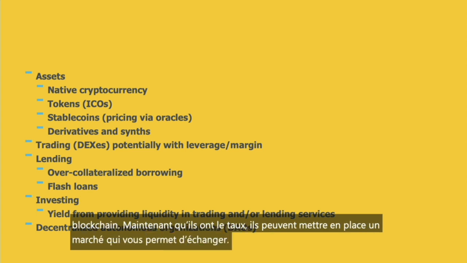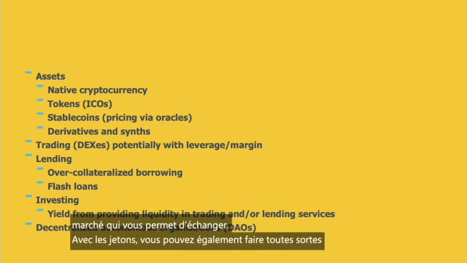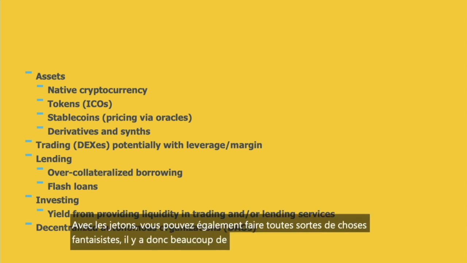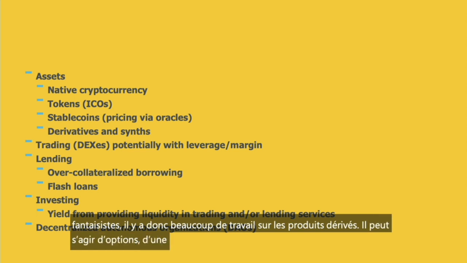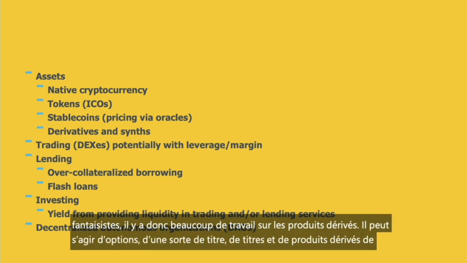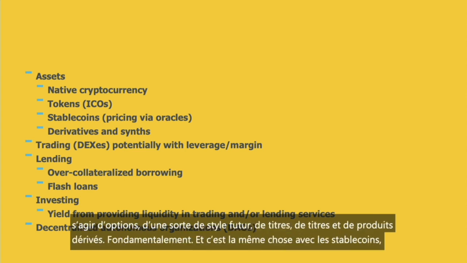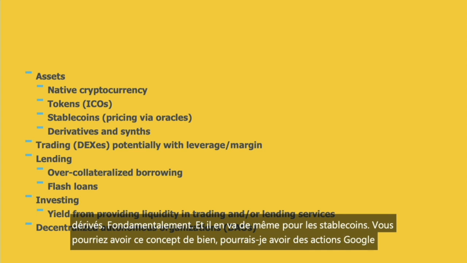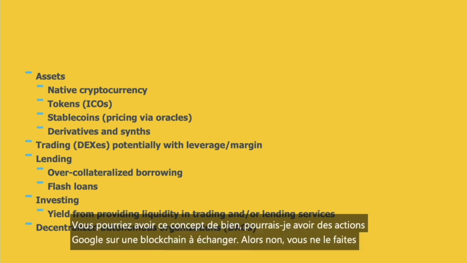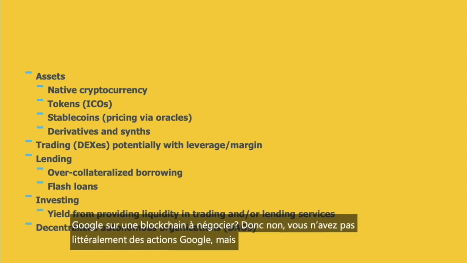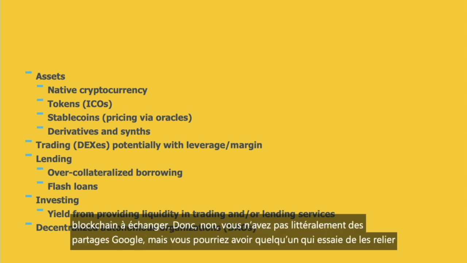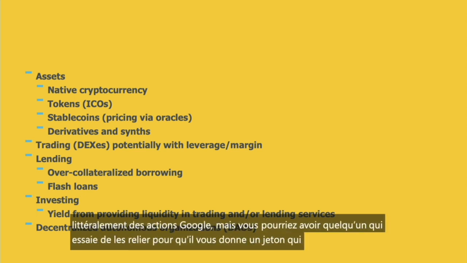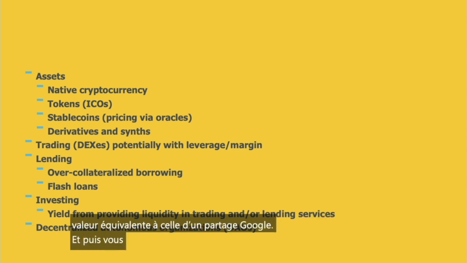With tokens, you can also do all sorts of fancy things. So there's a lot of work on doing derivatives. It could be options. It could be a kind of future style security and derivatives, basically. And same with stable coins. You could have this concept of, well, could I have Google shares on a blockchain to trade? So no, you don't literally have Google shares, but you could have someone that tries to bridge them on. So they give you a token that should have equivalent value to a Google share, and then you can do whatever you want with it.